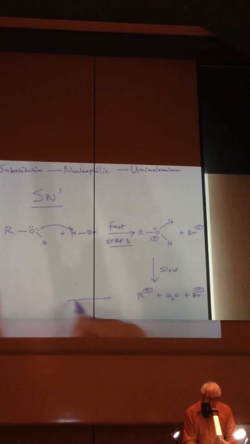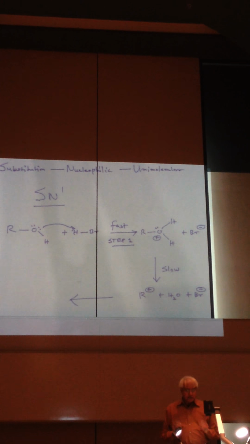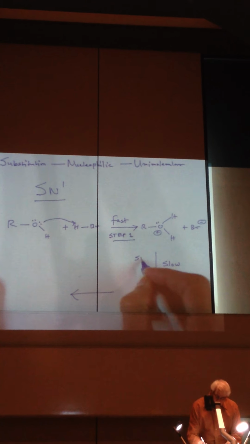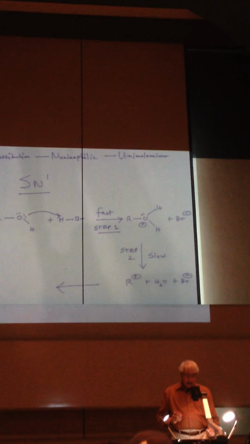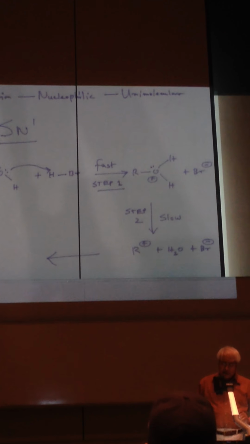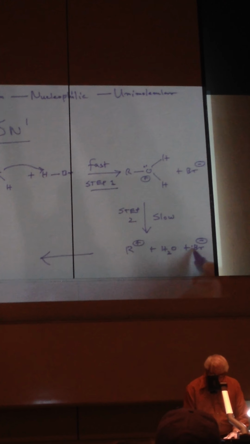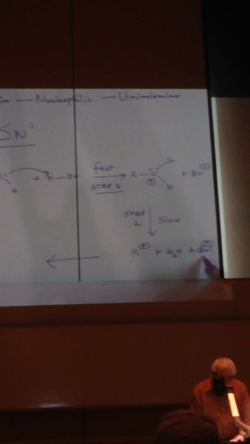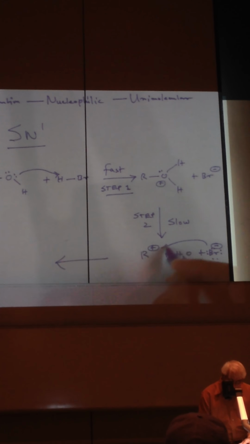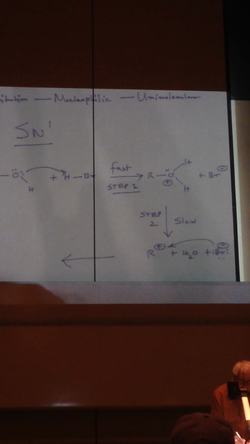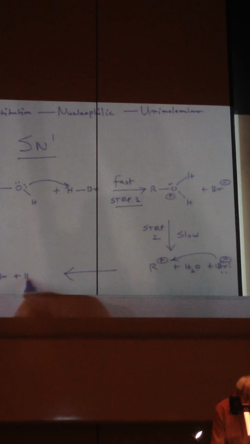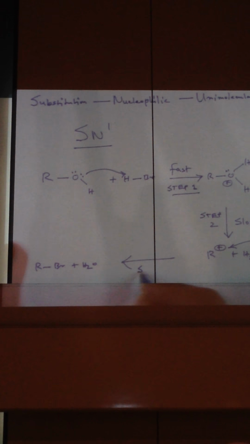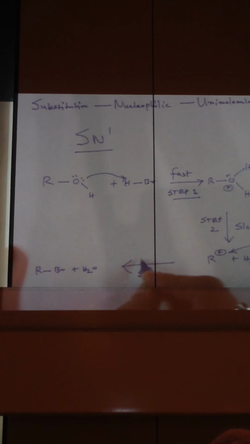And there is a third step, so this is step 2. Br minus attacks the positively charged R. You join them with R, Br plus H2O. Step 3. And step 3 is also fast.